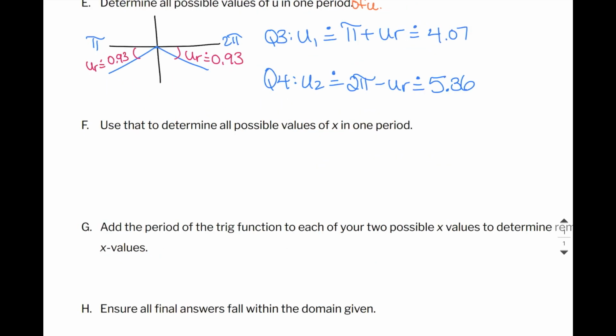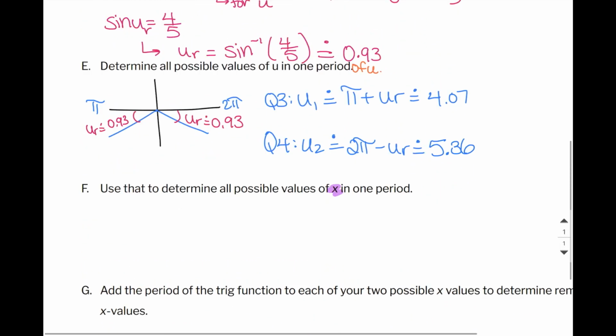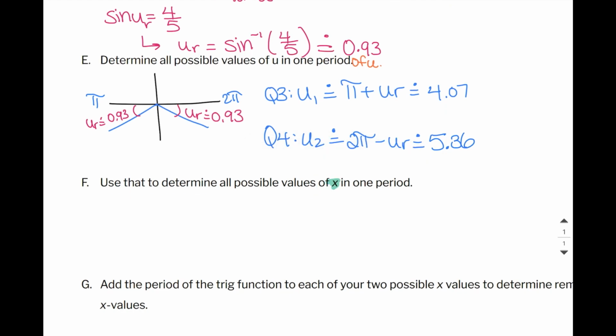Then step F says to use that to determine all possible values of x this time. So here, we're going to do all possible values of x in one period. Essentially, what we're going to do is pretty much undo the u substitution.